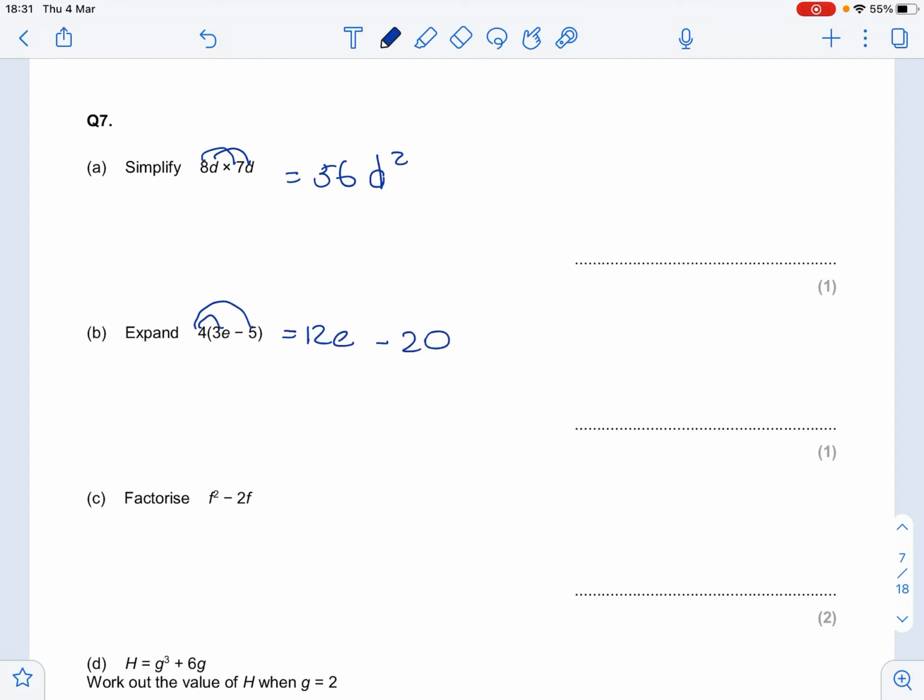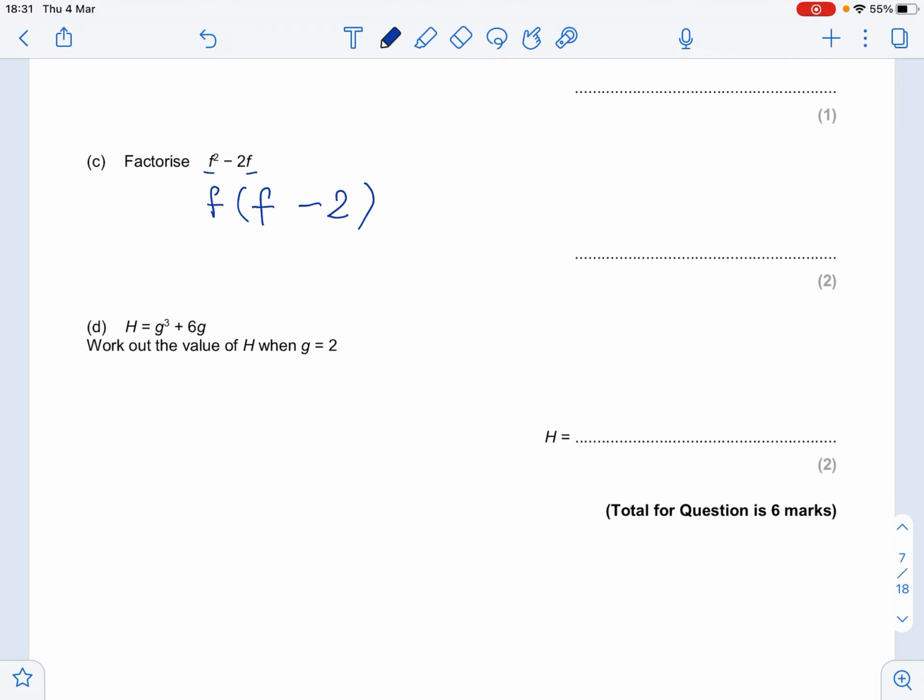Factorize. So firstly, considering numbers, we don't have any numbers in common. Then we look at letters. So we do have an f in common, so we can take it out. Then that's what's outside our bracket. Then I have f multiplied by f would give me f squared. Then I have minus 2. So minus 2 times f gives me minus 2f.